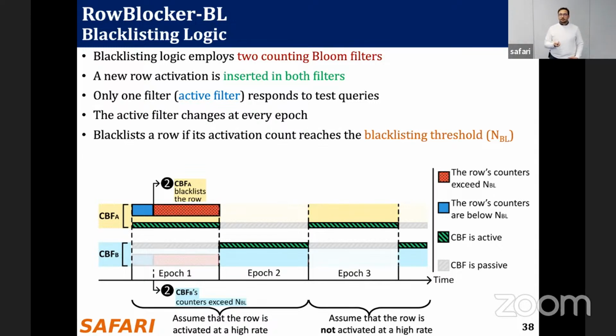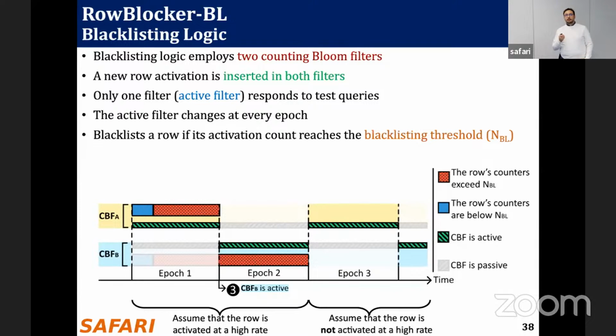After this point, the row is blacklisted. So all consequent activations to this row will be delayed by a certain time period. And at the end of this epoch, we reset this filter and we move to the other filter. But since both filters are trained all the time, we already have this row blacklisted in the beginning of the second epoch. And it continues being blacklisted.